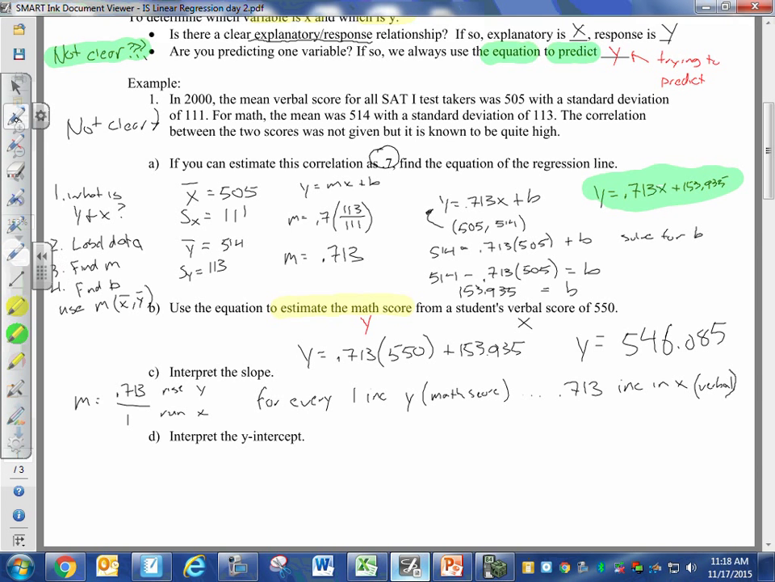Okay? Interpret the Y-intercept. Remember, the Y-intercept is when x is 0. When x is 0, if you scored a 0 for your verbal, your math score would be 153.935. And again, this Y-intercept is very, very far away from our data. We would say this doesn't really make much sense. Does not compute.